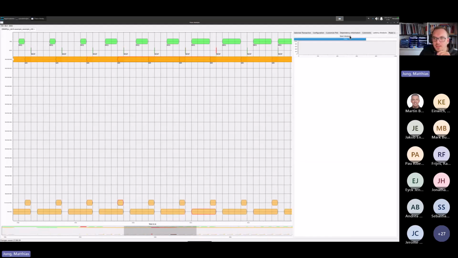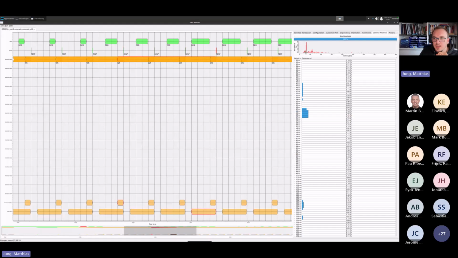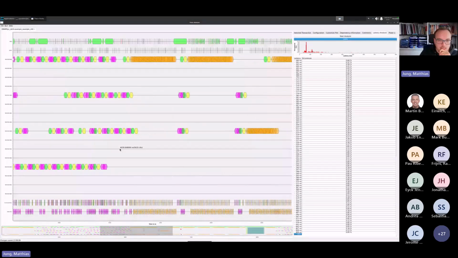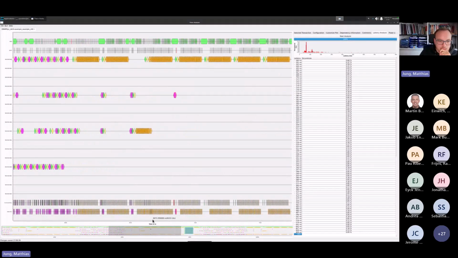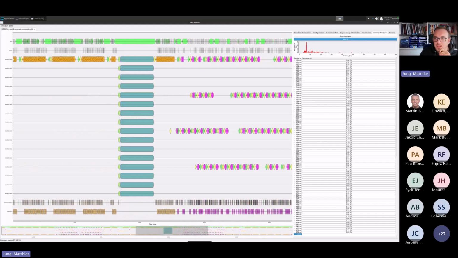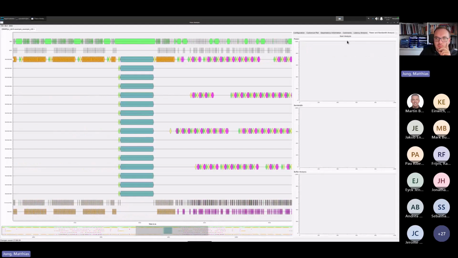But there are some other things like latency analysis. So you can have a look here at the histogram. You can understand which transactions are the outliers. So this is the transaction that has the highest latency, and then you can go there and understand why this is the case. This is because, I think, of a long refresh block that happens here. So it's actually a pretty powerful tool.